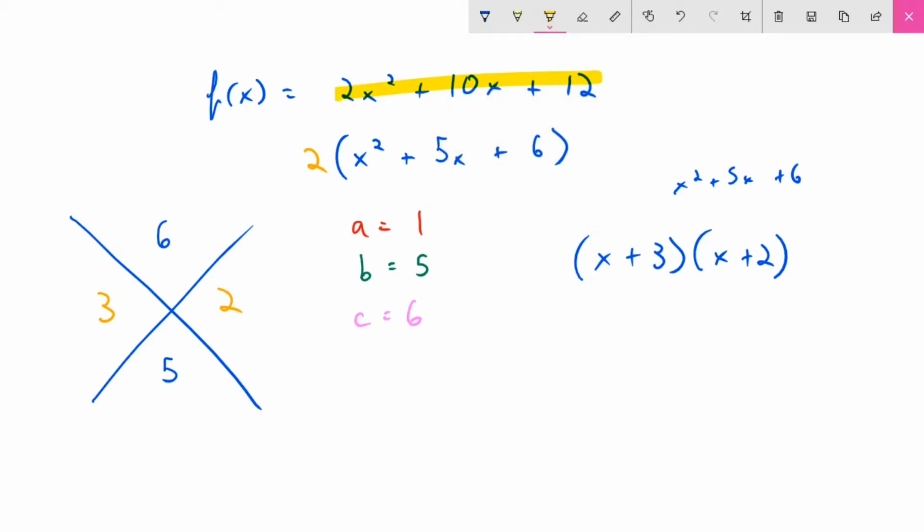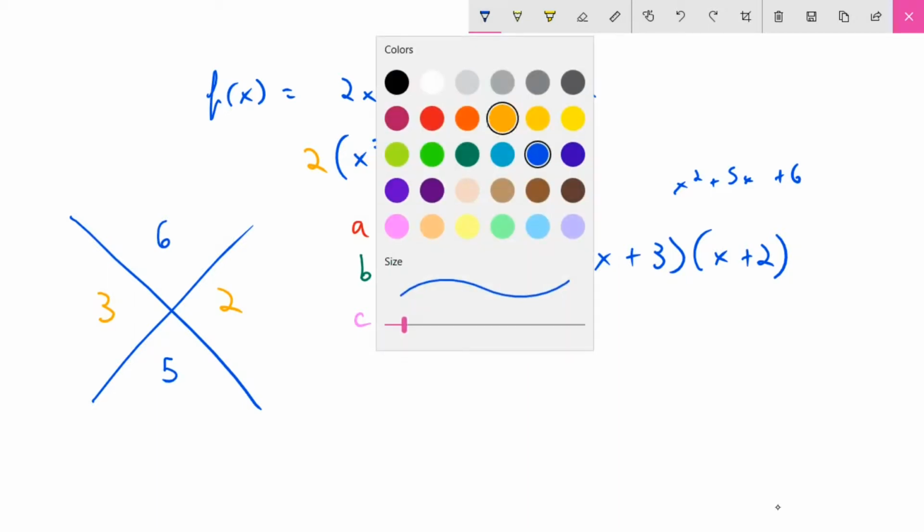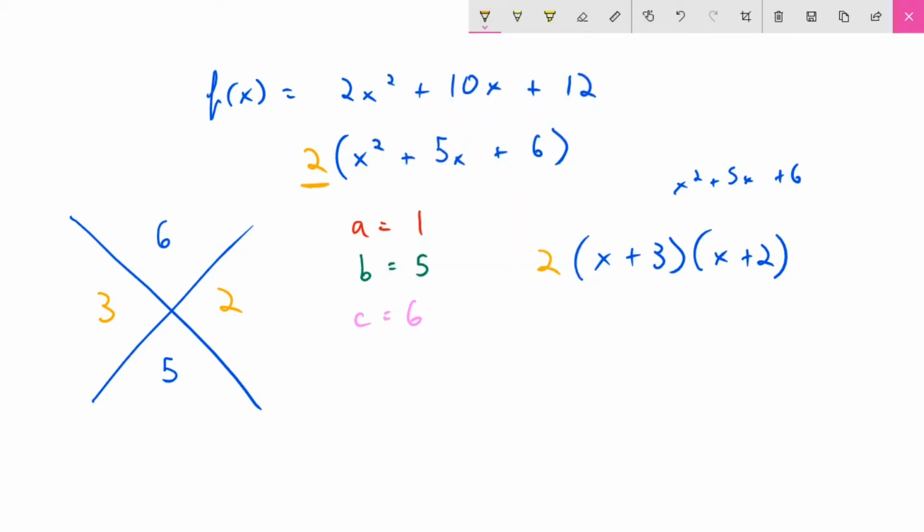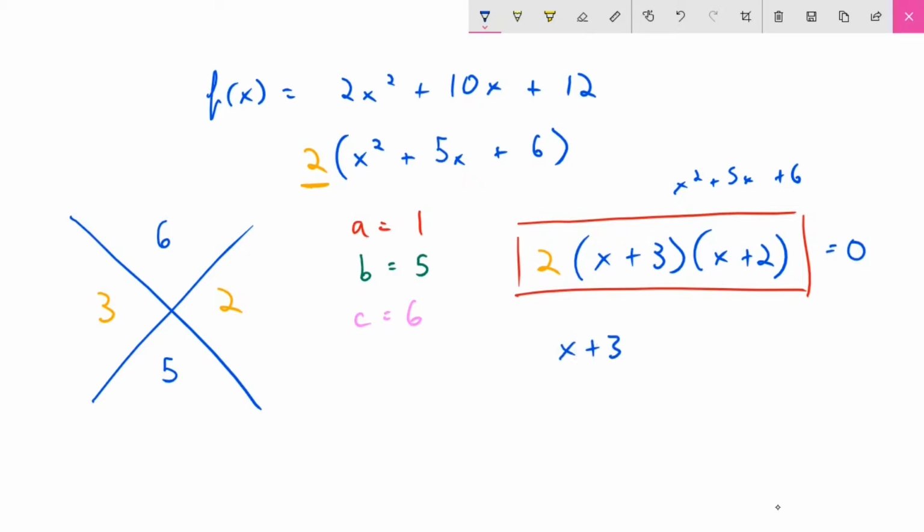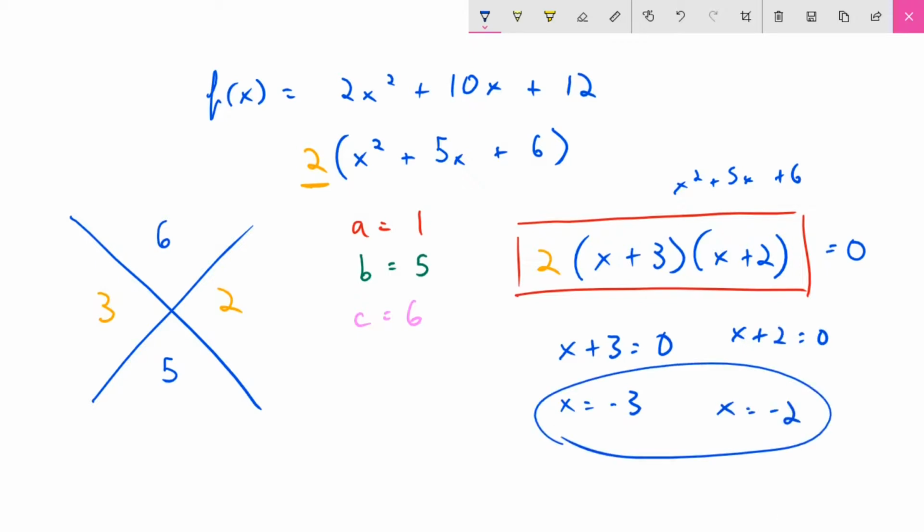Is that my original equation up here? No, it's not. This factored form that we got only accounts for the part inside the parentheses. So what are we missing from our original equation? We're missing the 2 that we pulled out earlier. So that 2 needs to go right here, and this would be my factored form: 2 times x plus 3 times x plus 2. And if I wanted to solve for x, it'd be the exact same thing as we normally do. We set this equal to 0. x plus 3 equals 0, so x equals negative 3. And x plus 2 equals 0, so x equals negative 2. All right, that is our first example.